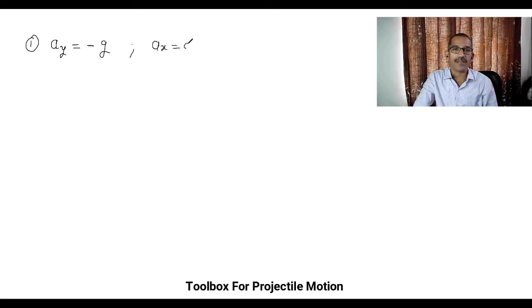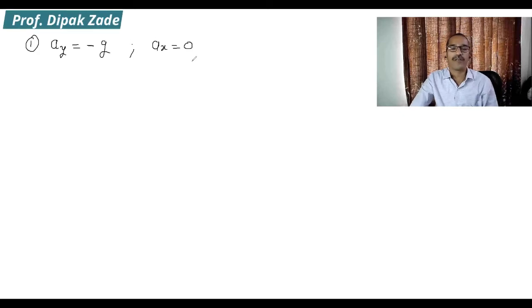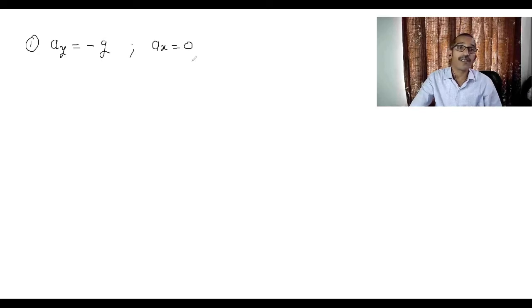Because if the acceleration is inclined, only then will we get horizontal and vertical components. But as the acceleration is in the vertically downward direction, the component of acceleration along the x-axis is 0. If acceleration is 0, then that type of motion is called uniform motion. Uniform motion means the velocity remains constant. That means in projectile motion, the horizontal component of velocity always remains constant.